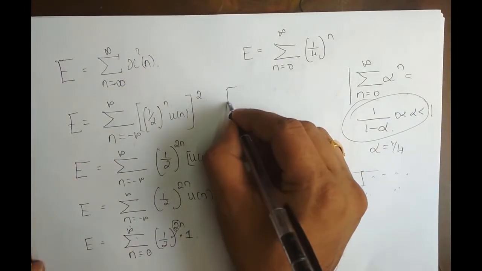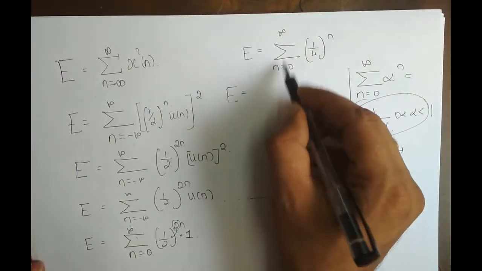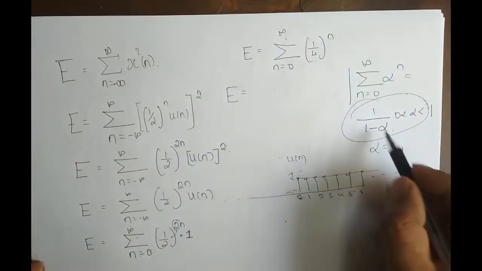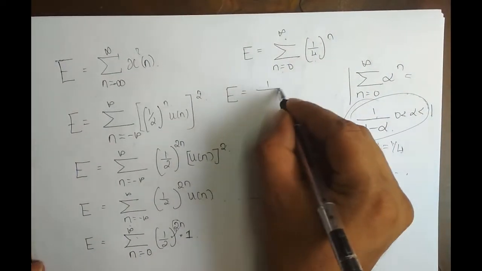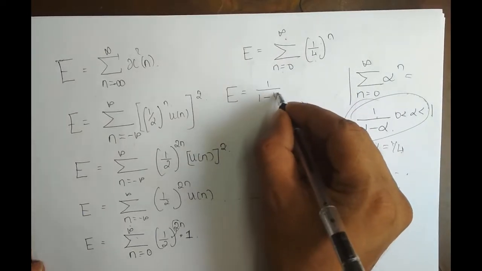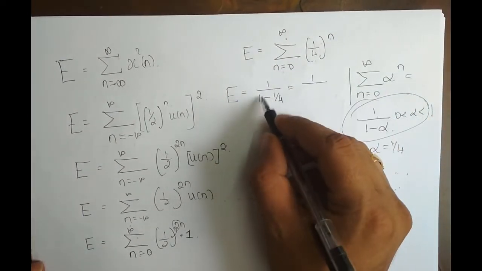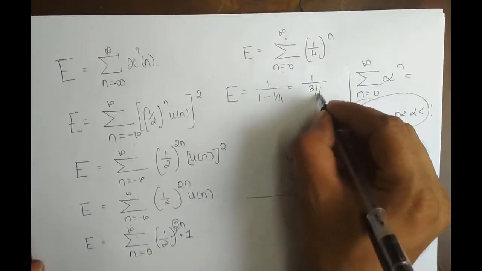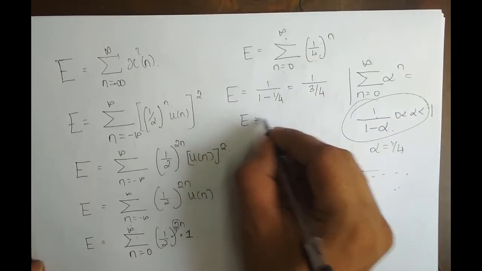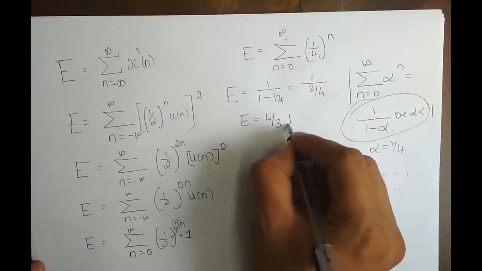So what do I get? E is equal to summation n varying from 0 to infinity alpha power n, which is 1 divided by 1 minus alpha. 1 divided by 1 minus, what is the value of alpha? It is 1 by 4, right? And this is equal to 1 divided by 4 minus 1, 3 by 4. So energy is equal to 4 by 3 joules.